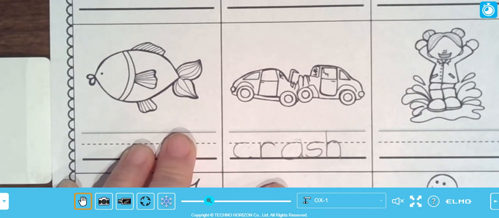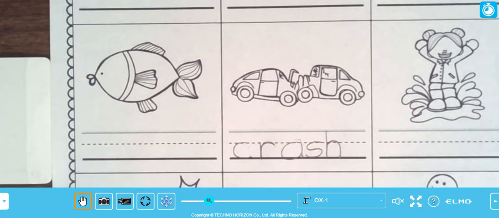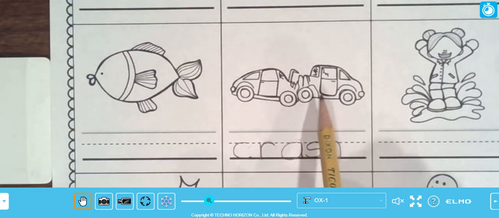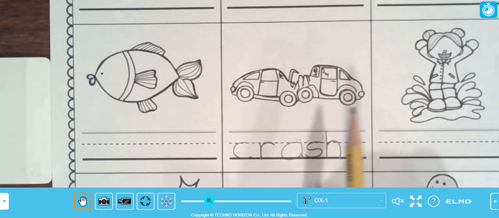Crash. As you're writing down the word crash, I'm going to give you a sentence, okay? I hit the brake so I wouldn't crash into the other car. I tried not to crash into the other car, so I turned the car the other way. Crash.